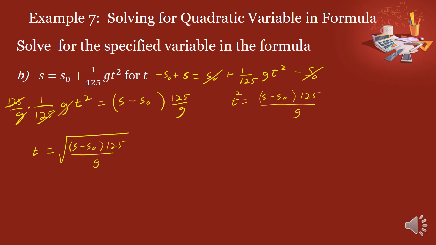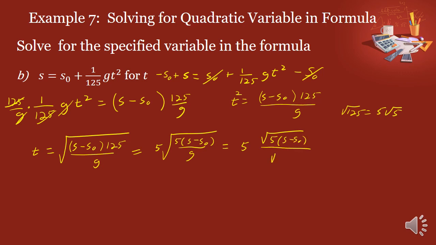From the previous example, we know that we can write the square root of 125 as 5 times the square root of 5. So let's go ahead and do that, and that will give us 5 times the square root of 5 times the quantity s minus s0 all over the square root of g. And now I'm actually going to break this into individual square roots to make it clearer. Here we have 5. Up here I can rewrite that as the square root of 5 times the quantity s minus s0. And over here I have in the denominator the square root of g.